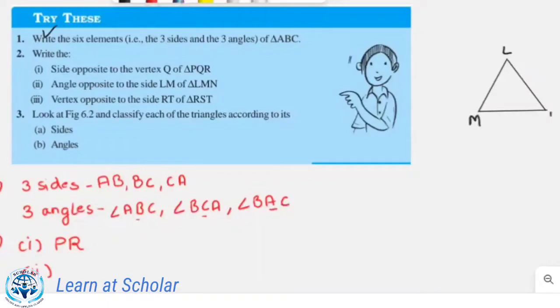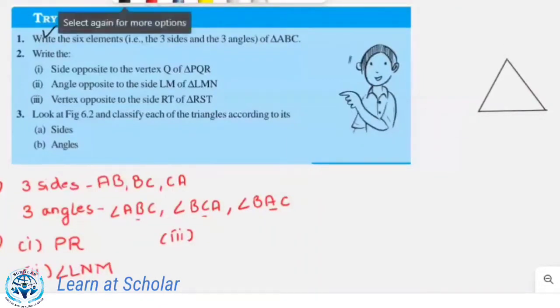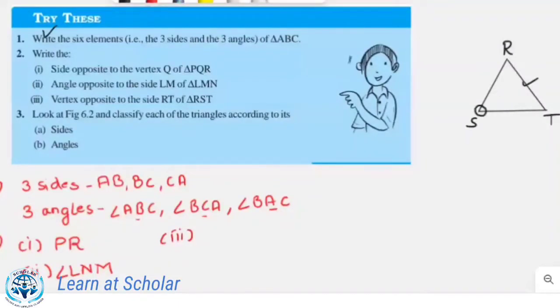Again rename LMN. You have to find out the angle opposite to the side LM. Clearly, the angle opposite to the side LM is LNM, this one. Now the third one. Rename the triangle RST. We have to find out the vertex opposite to the side RT. The side is this RT, the vertex is this S.